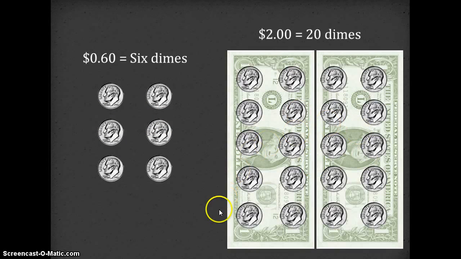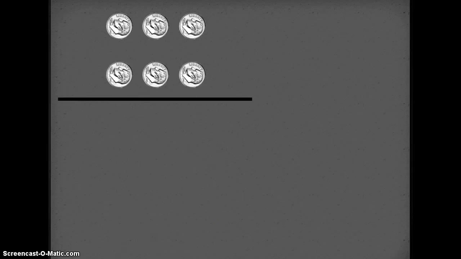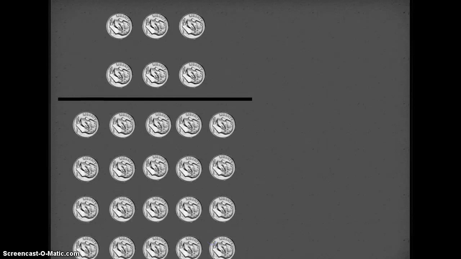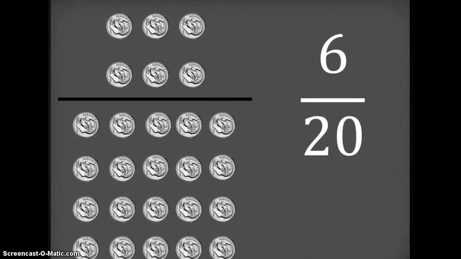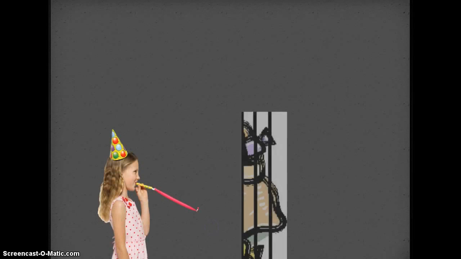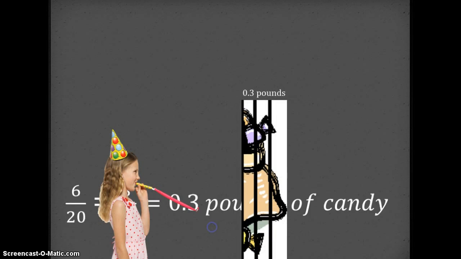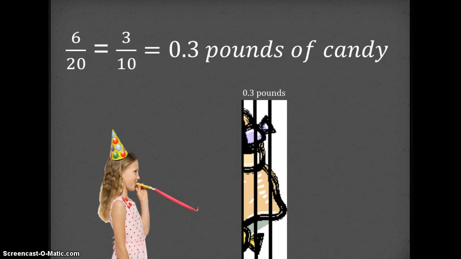So how much of a pound can she buy? If we set it up like this, we can see that Katie has 6 dimes over 20, or 6 over 20, which when we reduce, we get 3 over 10, or 0.3. So that means that Katie can buy 0.3 pounds of candy. Now let's try that again.